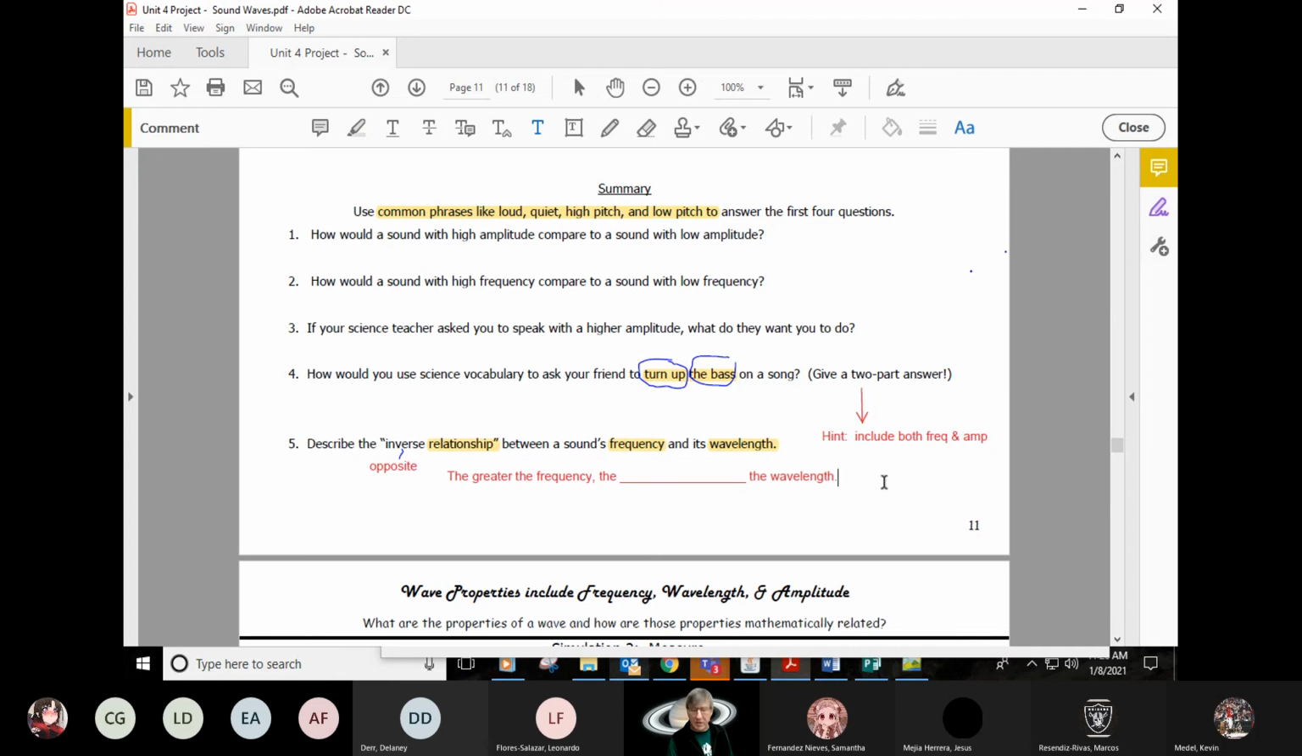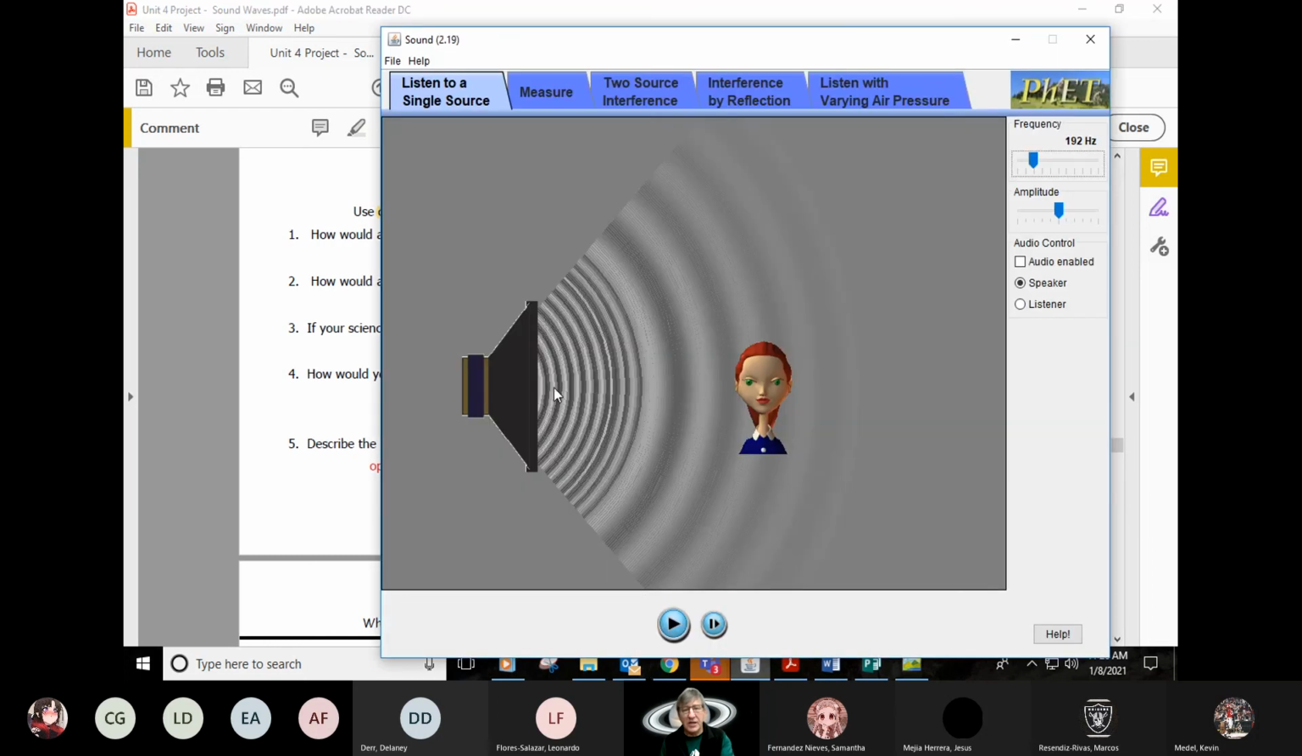I'm just going to start a new line. The greater the frequency, the what? Would this be longer or shorter wavelength? If it has a big frequency, what happens to the wavelength? Let's look again. Here's the big frequency. Many waves, high frequency, but is that a short or a long wavelength compared to these guys now? Isn't this a much longer wavelength, but a lower frequency?